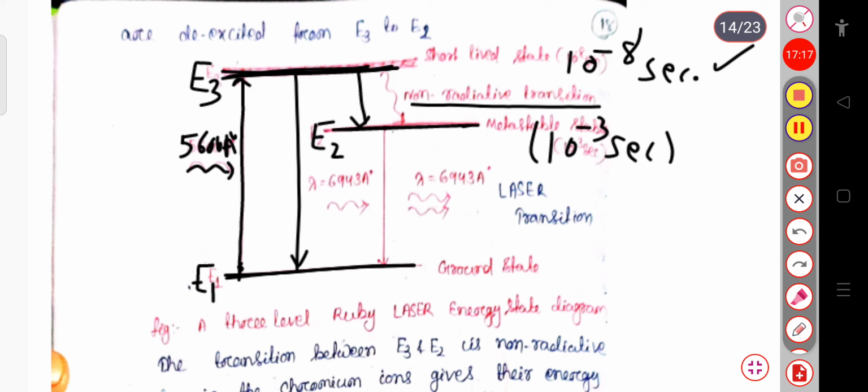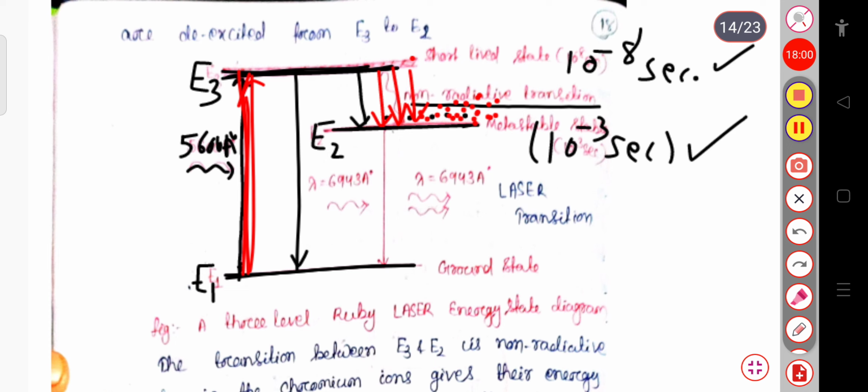Now in this metastable state, since its lifetime is 10 power 5 times that of the E3 state, the atom can stay for more time. Due to the continuous working of the flash lamp, the chromium ions get excited to the E3 state, but since the lifetime there is very short, they directly jump to the metastable state. After a few milliseconds, the level E2 is more populated, and the population inversion is achieved in the E2 state.